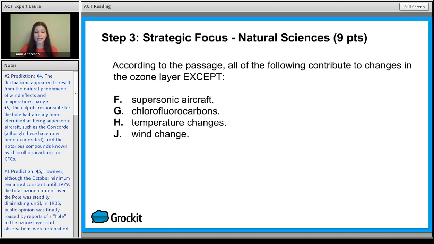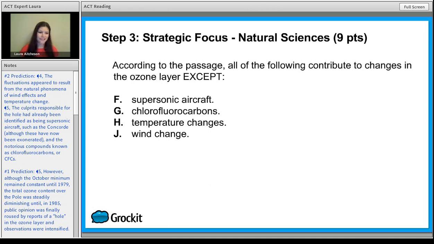That's H and J are gone because they contribute to changes. They're not depleting it necessarily the way that CFCs are, but they do affect it. And then here's an interesting one. In paragraph 5, it says the culprits, meaning the people responsible or the things responsible for the whole, had already been identified as being supersonic aircraft, such as the Concorde, although these have now been exonerated.